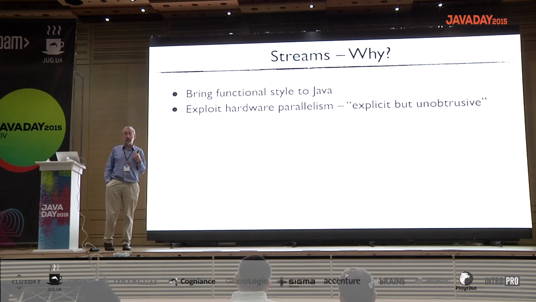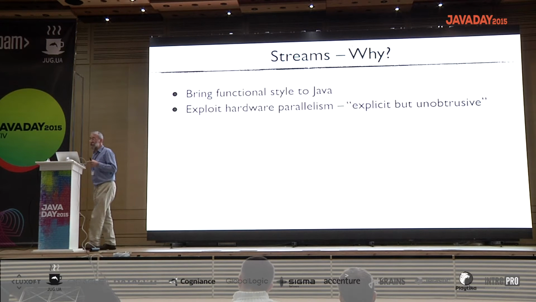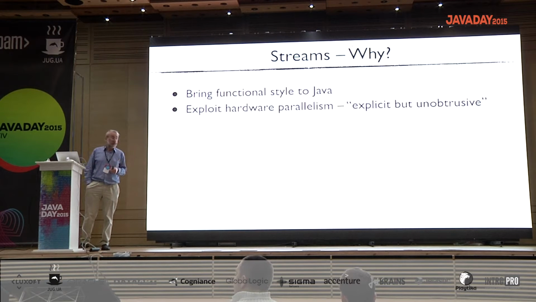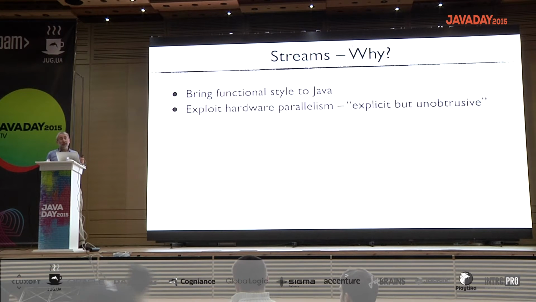So really, the slogan in the second bullet point, which says explicit but unobtrusive parallelism, was the big motivation. And you're going to see when I talk about this that the opportunities you have for using automatic parallelization are perhaps more restricted than we might have initially hoped. But the first bullet point, to bring functional style to Java, I think will be the one that will be much more long-lasting.